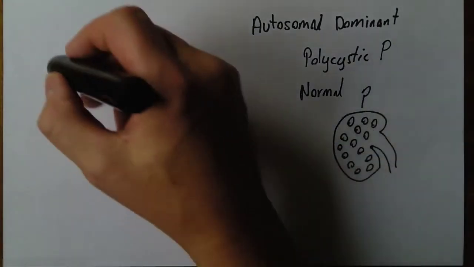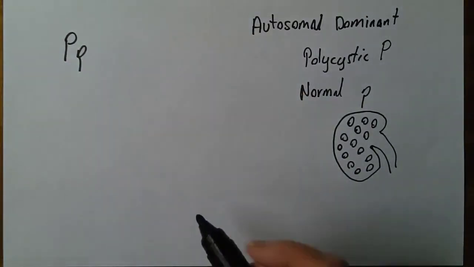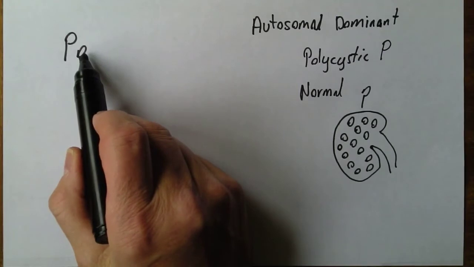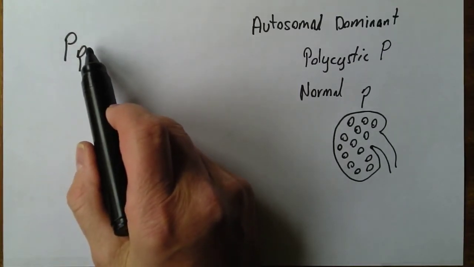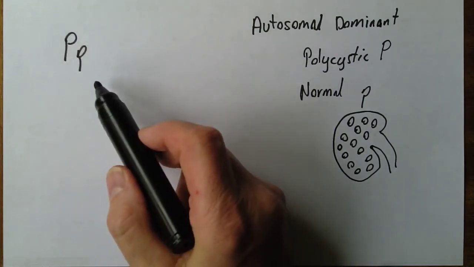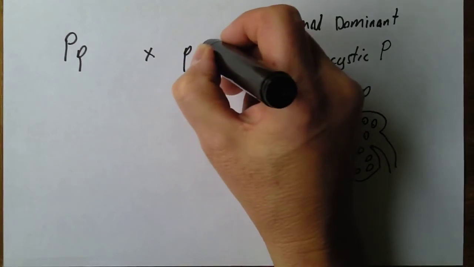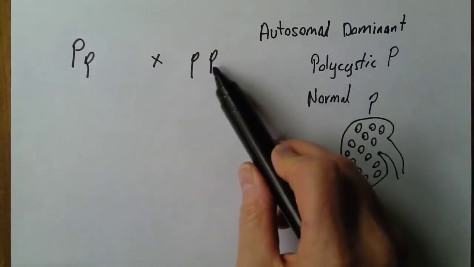So let's imagine we have one parent who is big P, small p. This means they have a gene for polycystic kidney disease and they have a normal gene as well. Therefore, this person is phenotypically a sufferer and genotypically they are heterozygous. And they reproduce with someone who does not have polycystic kidney disease, therefore has two versions of the normal gene.